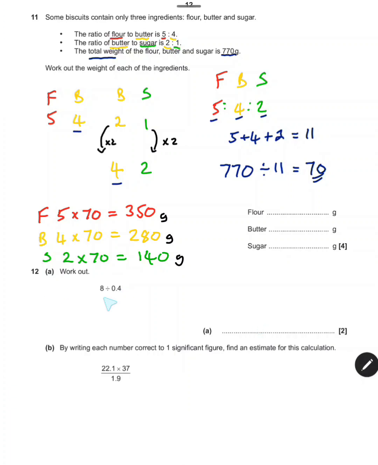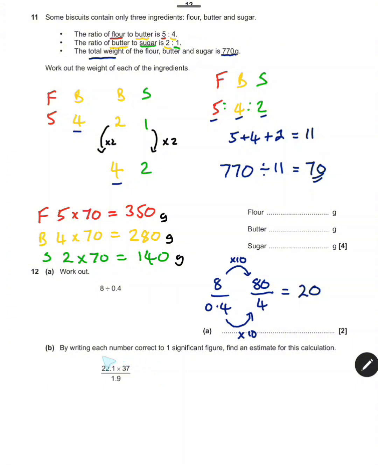Question 12 says work out 8 divided by 0.4. I'm going to write that as a fraction. Why? Because that allows me to create an equivalent fraction, a much nicer calculation. If I times the top and the bottom by 10, I get 80. And 0.4 times 10 is 4. And 80 divided by 4 is just 20. That is the same answer to both calculations.